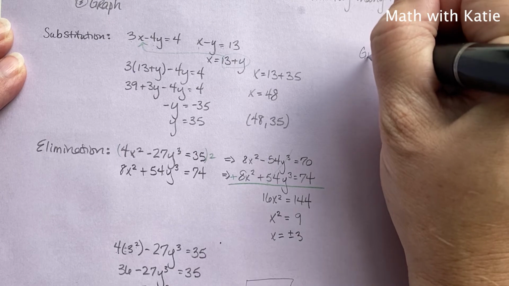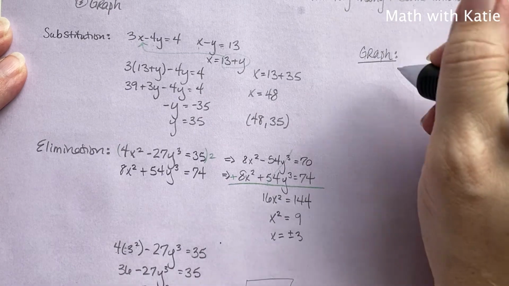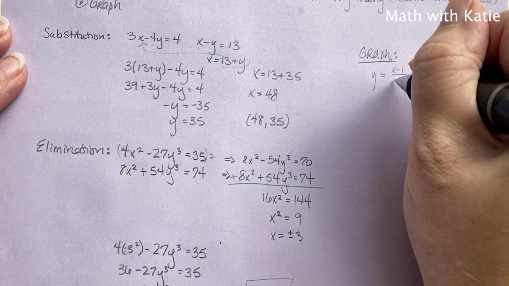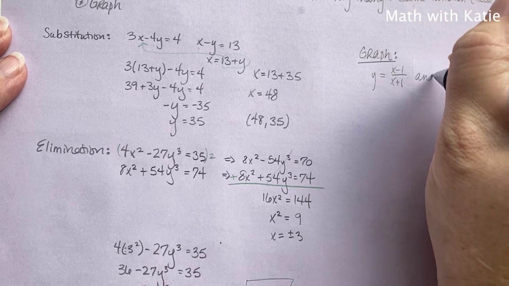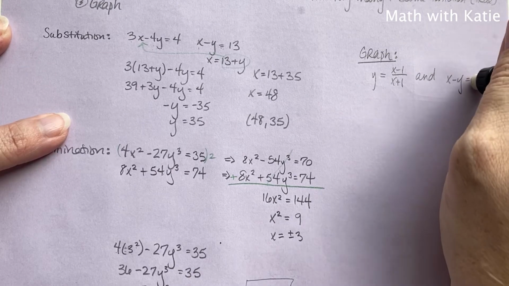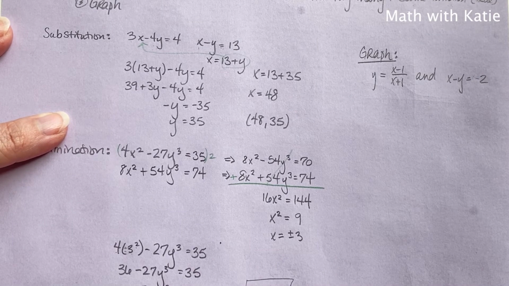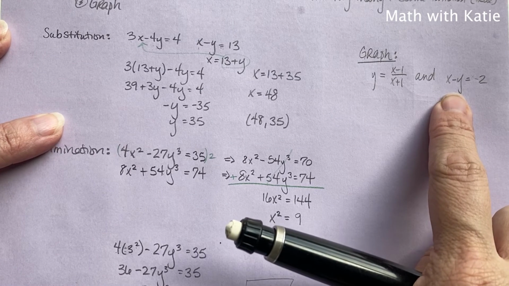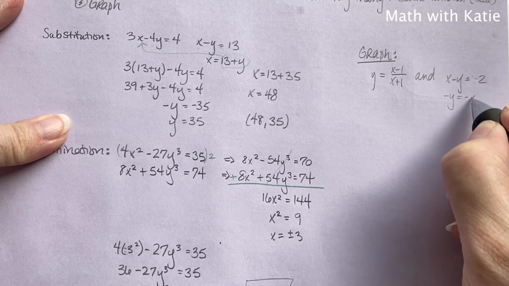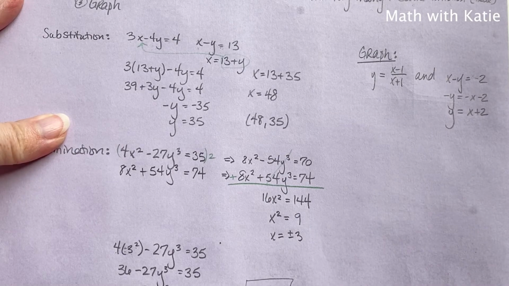Okay, now what if they were looking at a graph? Okay, they gave you y equals x minus 1 over x plus 1 and x minus y equals negative 2. Okay, so since we're going to be using our calculators, the first thing we need to do is make this into something that we can actually plug into our calculator. So we'll subtract the x over and divide by negative. Okay, now we'll take our calculator.